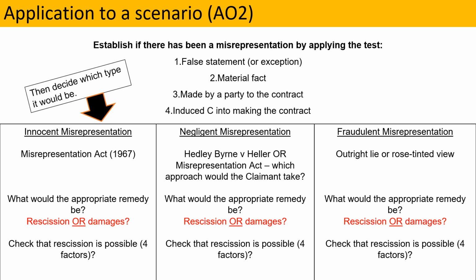So when you're applying this to a scenario, the first thing you need to do is establish whether there has been a misrepresentation. So you want to apply the test here. And then once you've done that, you want to decide which type it would be, whether it's an innocent, negligent, or fraudulent misrepresentation and why. Obviously, you can sue under the Misrepresentation Act for this one. You can choose here, and this one you can sue as well, obviously whether it's an outright lie or a rose-tinted view. And then you need to establish what the appropriate remedy would be. So be clear here, is it rescission or damages? With these, you can have rescission and or damages, and this on rescission and or damages as well. But also bear in mind that rescission might not be possible based on those 4 factors we just looked at.